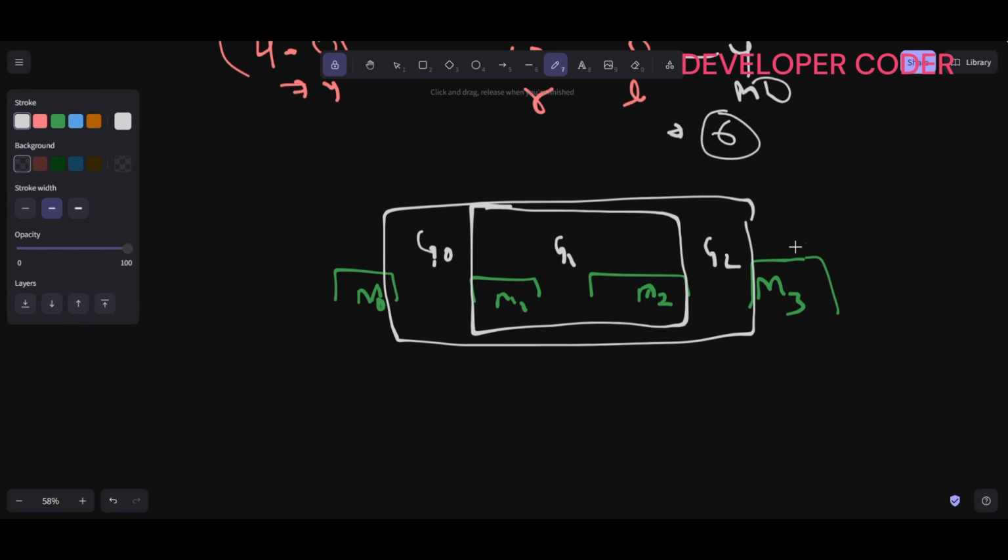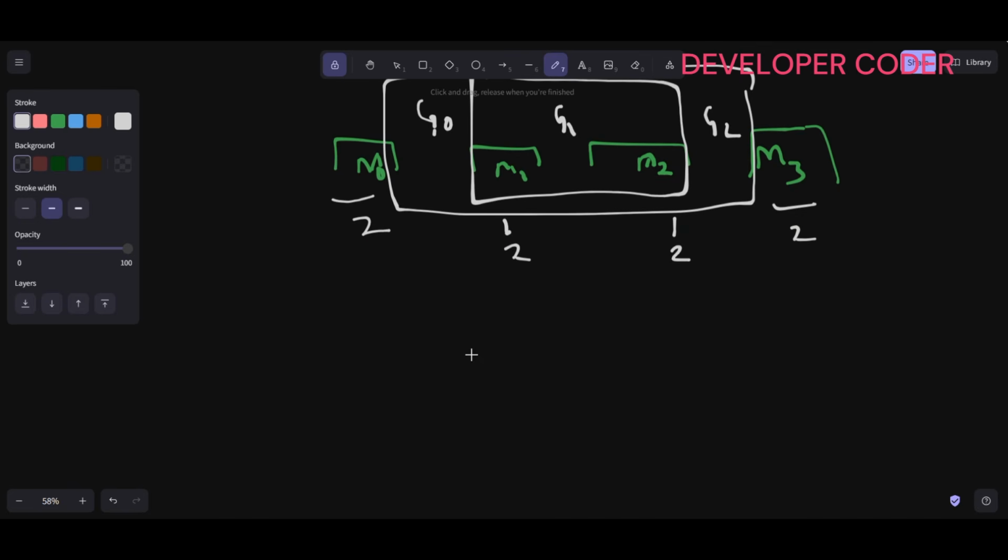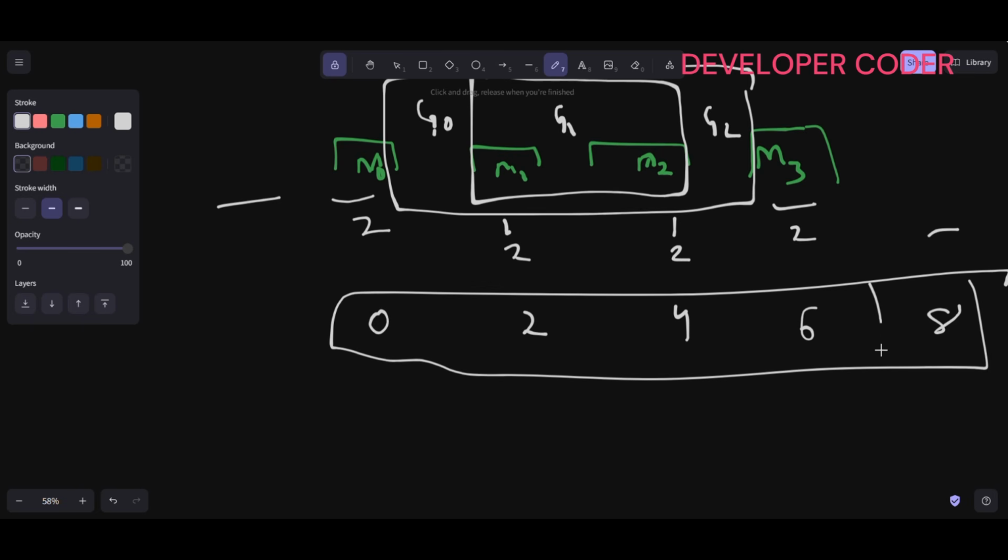So how are you going to get the total meeting durations? Let's say this is 2, this is 2, meeting m3 is also 2, and this is also 2. If you calculate the prefix sum, before this there is no meeting, so you can say 0. Before the start of m2, 2. Then 4. Before the start of m3, you can say 6. But we need one extra index, so previous 8. Okay, this is done.